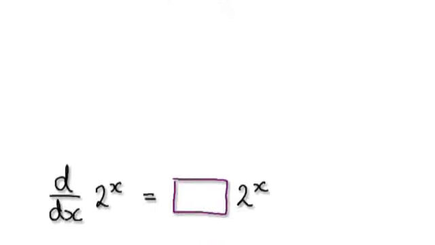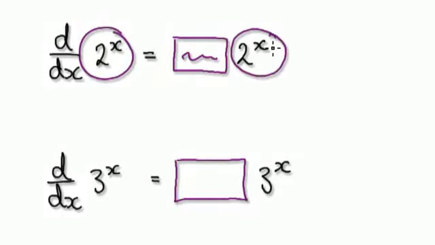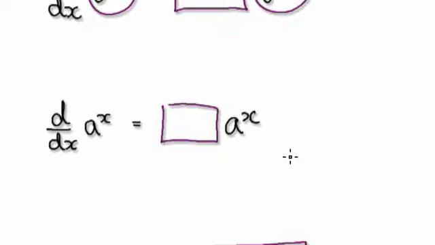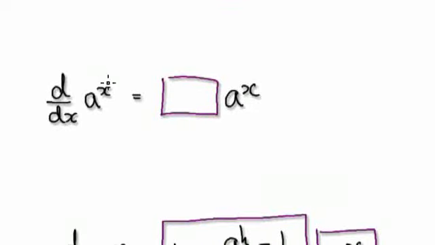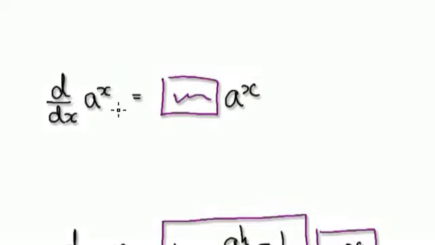So following on from the previous video, we've seen that when you differentiate 2 to the power of x, you're going to get some constant times 2 to the power of x. And when you differentiate 3 to the power of x, you're going to get some constant times 3 to the power of x. And in general, when you differentiate a to the power of x, you're going to get some constant times a to the power of x. And bear in mind that this constant is dependent on this a here. So bear that in mind.